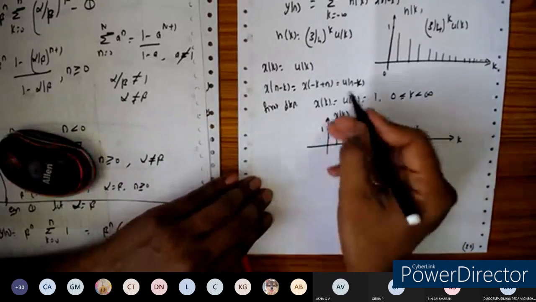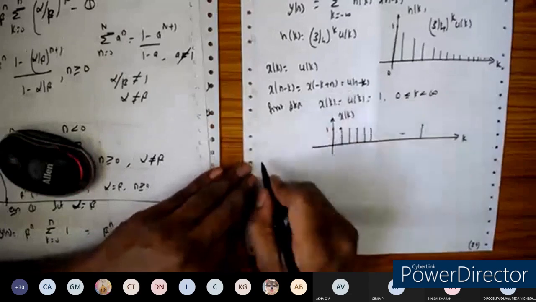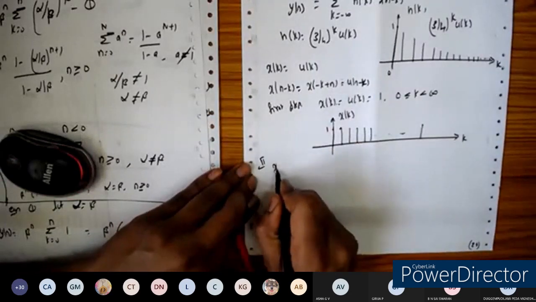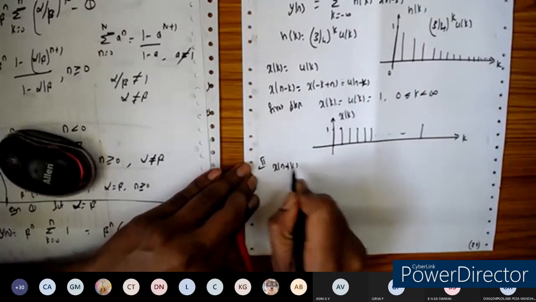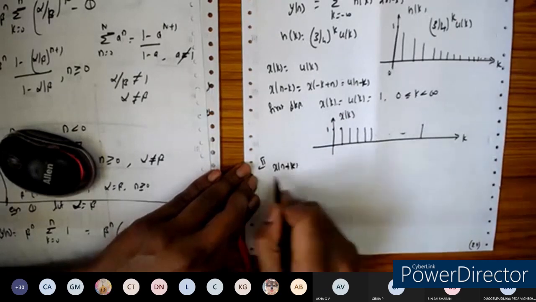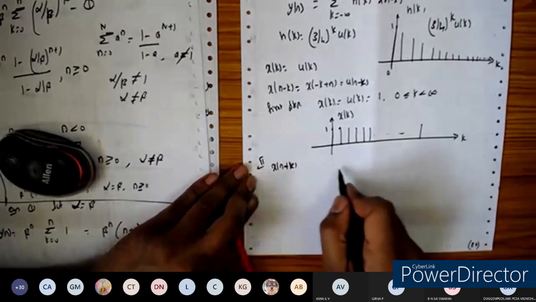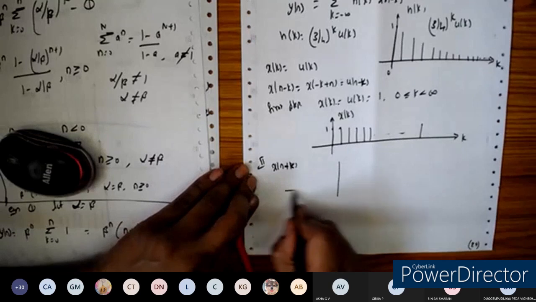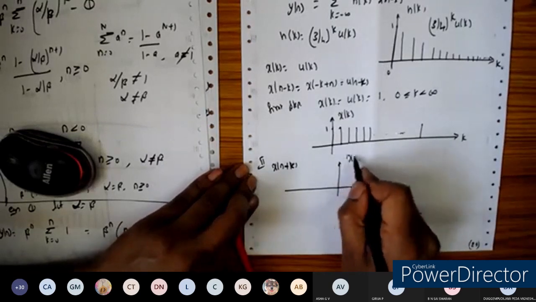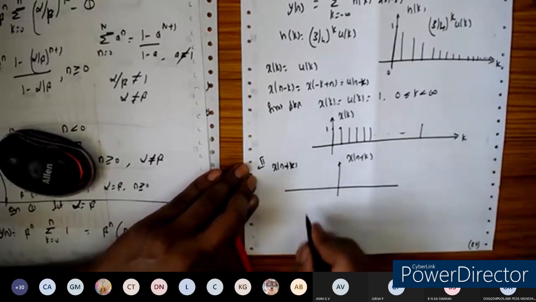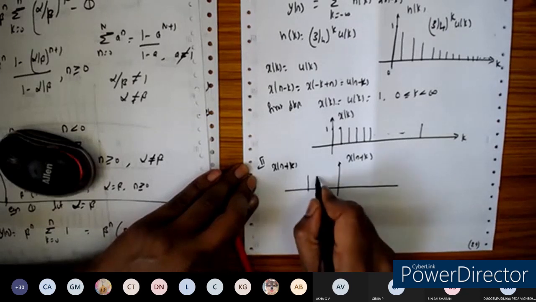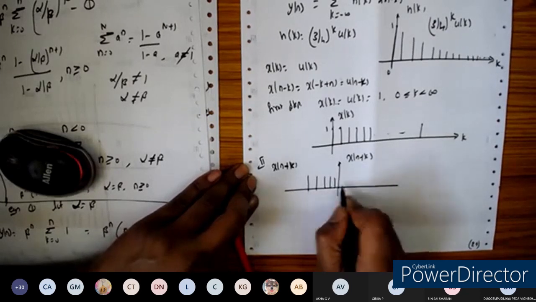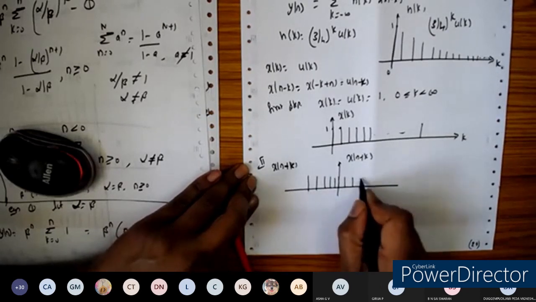Next, I'm going to take x of n plus k. So in the second step, I'm going to find x of n plus k. X of n plus k is nothing but shifting the sequence towards the left side by n units. So this is x of n plus k. I'm going to shift the sequence towards the left side by n units, like this.